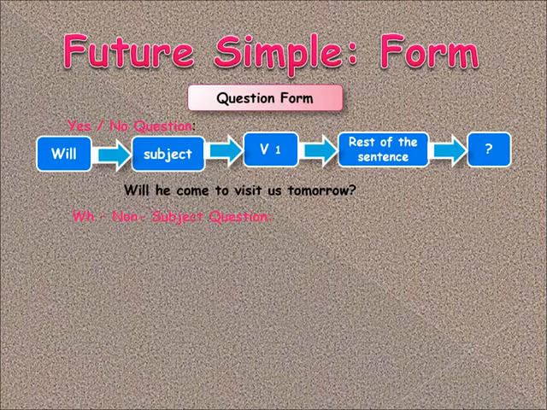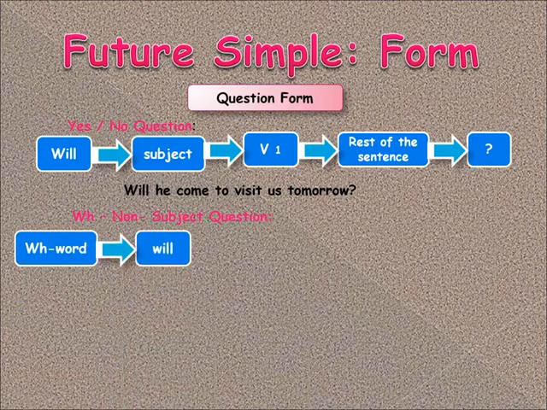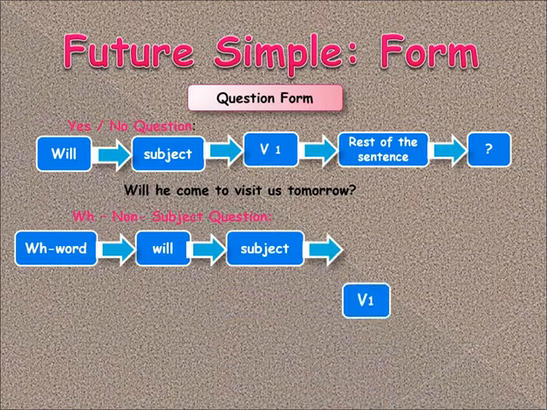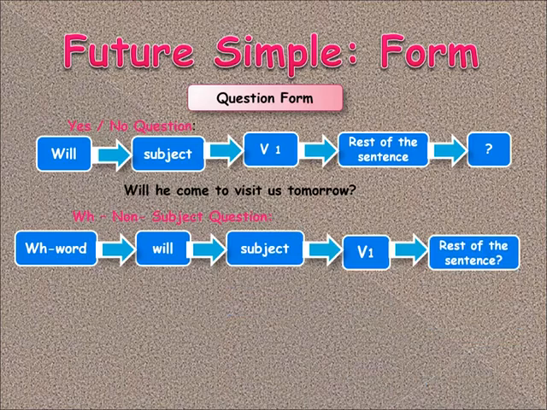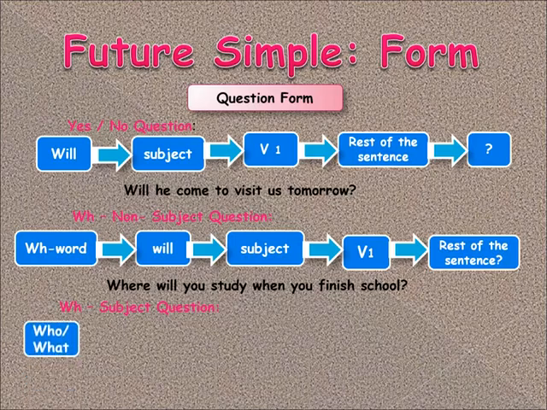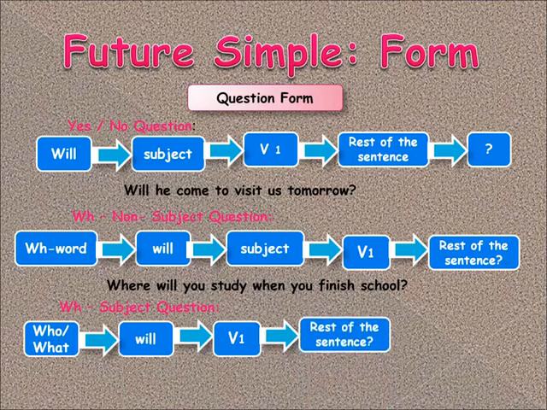Now let's take a look at the questions with WH words. The WH word, that could be what, when, where, and then will, and then the subject, and then the first form of verb, rest of the sentence. Let's take a look at the example. Where will you study when you finish school? Now, WH word, subject questions. Above was the non-subject question. This is going to be the subject question. Who or what, will, first form of verb, and then the rest of the sentence. Let's take a look at the example. Who will come to help him?